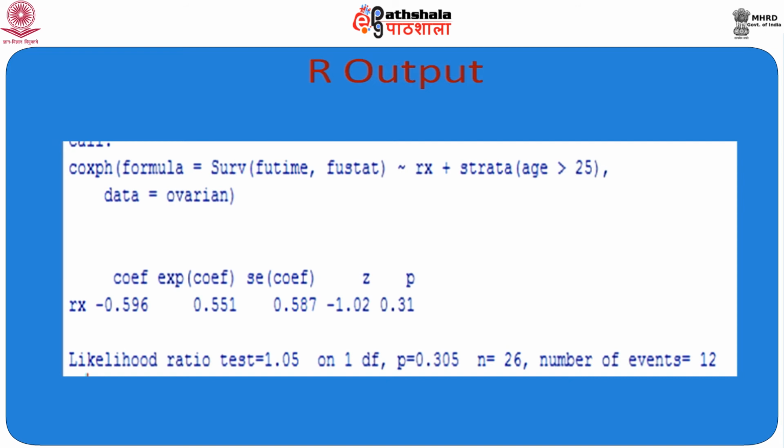Earlier we considered only the age, but here we divided the age into two parts, one with age more than 25 and another with age less than 25. Within those strata we ran the model. So as an estimate for the age regression coefficient, we will not get any value; only the regression coefficient value of Rx will come here, as we can see, and it says that there is no significant difference in terms of treatment between these two arms on the survival duration of the patients.